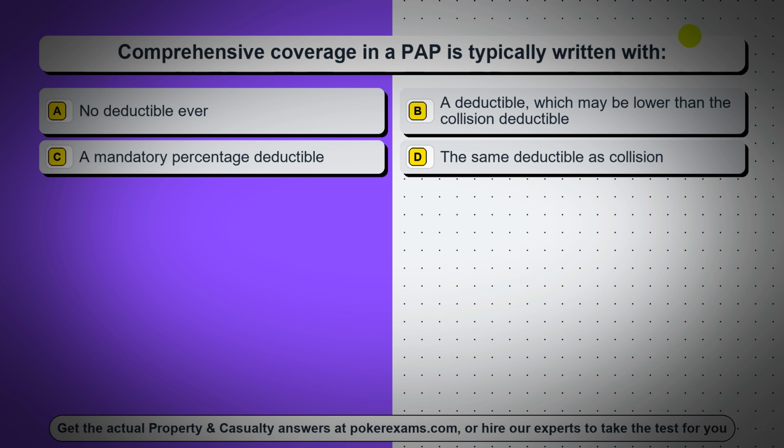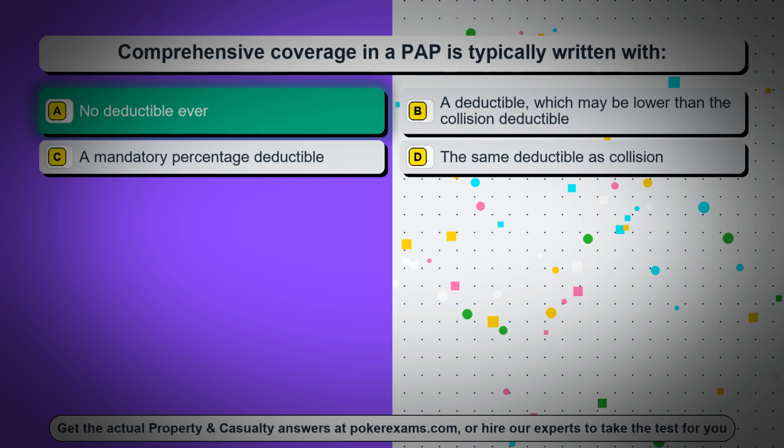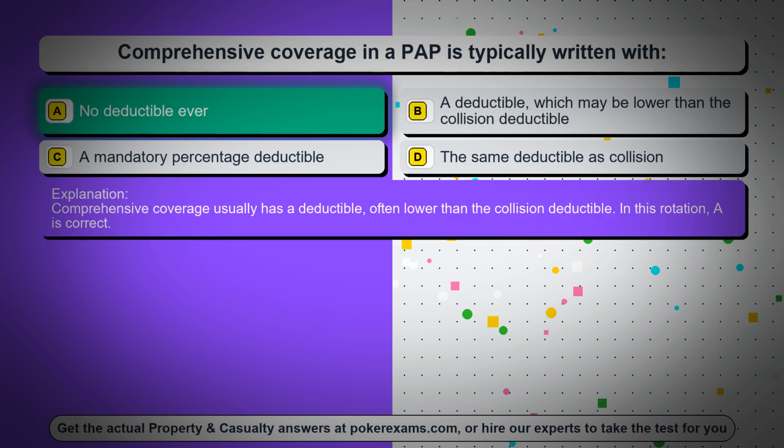Option B, a deductible, which may be lower than the collision deductible. Option C, a mandatory percentage deductible. Option D, the same deductible as collision. The correct answer is option A, no deductible ever. Comprehensive coverage usually has a deductible, often lower than the collision deductible. In this rotation, A is correct.